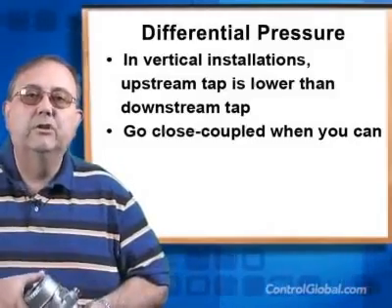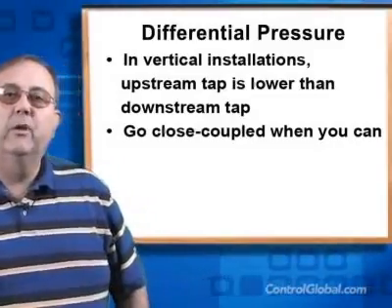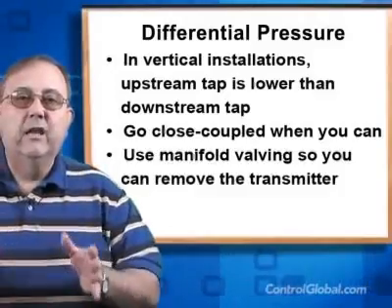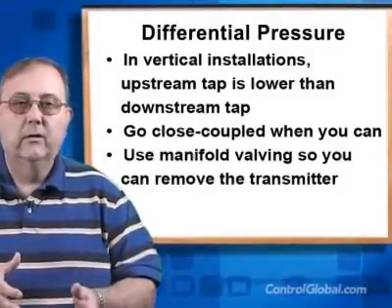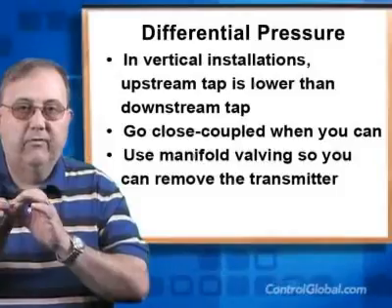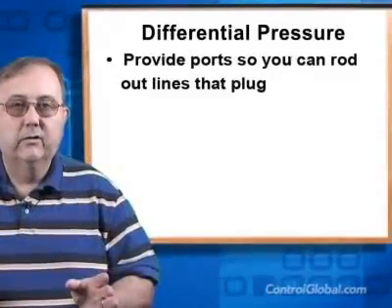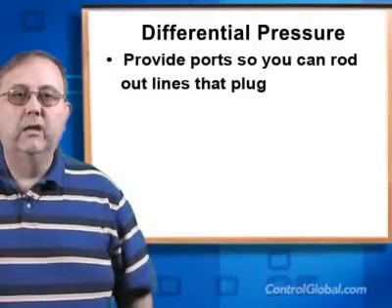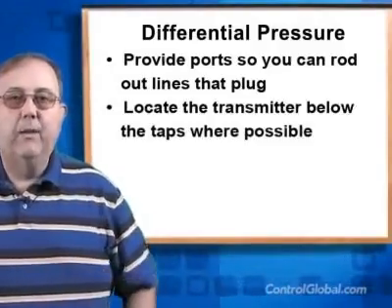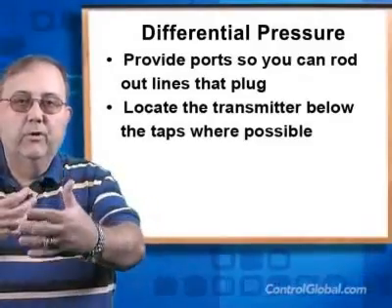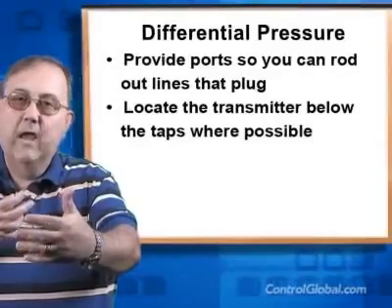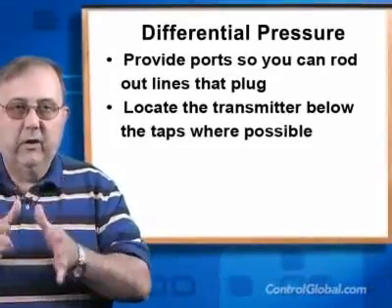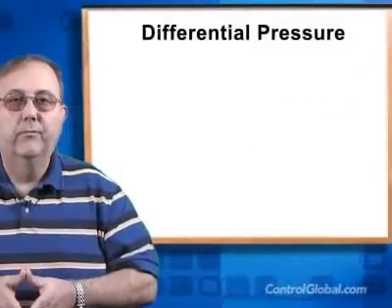In hot applications, you can sometimes use the impulse tubing to cool the fluid. In freezing locations, you may have to heat trace the impulse lines. Impulse tubing should be kept full of liquid or gas, whichever you're measuring. Condensation should be avoided in gas applications, but in hot vapor applications, filling the impulse tubes with condensed vapor actually protects the transmitter.